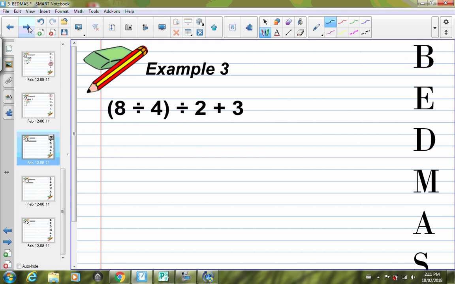Okay, I'm going to give you a minute, and I want you to get started about what you would do to write down all of your steps. Go.